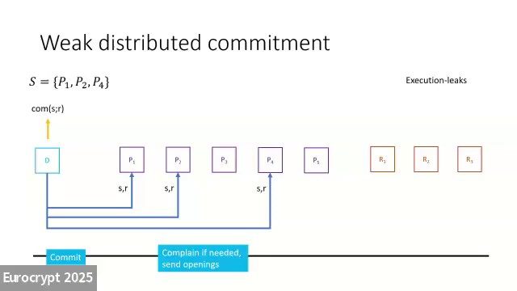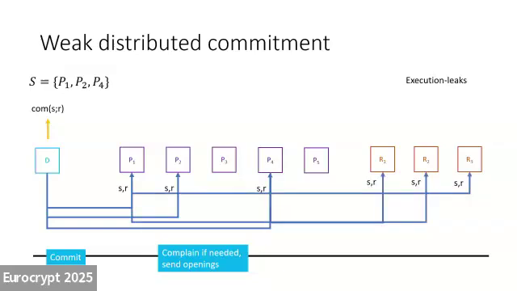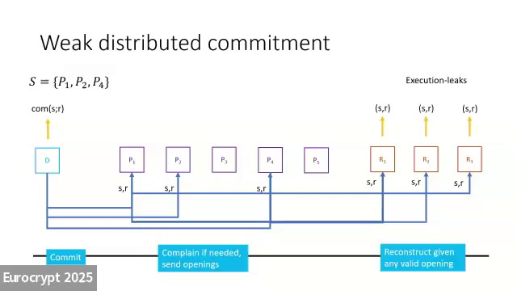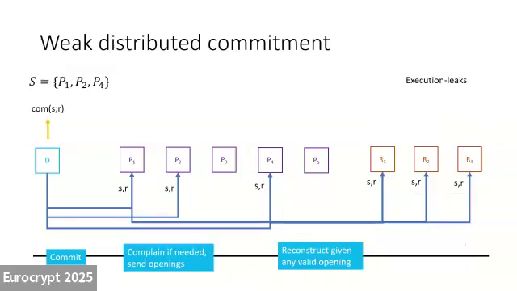Parties in S can then complain if needed. If they did not receive the opening from the dealer, or if the opening is incorrect, they can complain. Otherwise, if they are happy, they can send this opening to the parties in the set R, so to every receiver. Then the receivers can simply publish the values that they receive. And to reconstruct, you take any valid opening that was published by a receiver. However, if any one of the parties in S complains, then we simply abort the whole thing, so no value will be reconstructed.